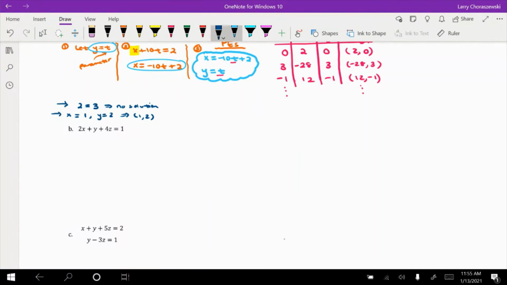Going from left to right, x would be our leading variable, y would be our free variable, and so would z. Z would be a free variable as well. So in this instance, how many parameters do you think we're going to have to define? 2. Yep.